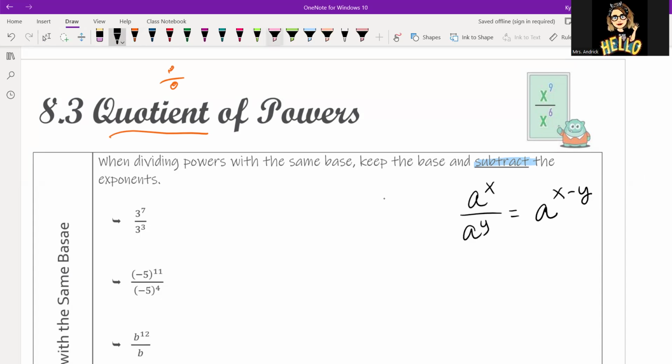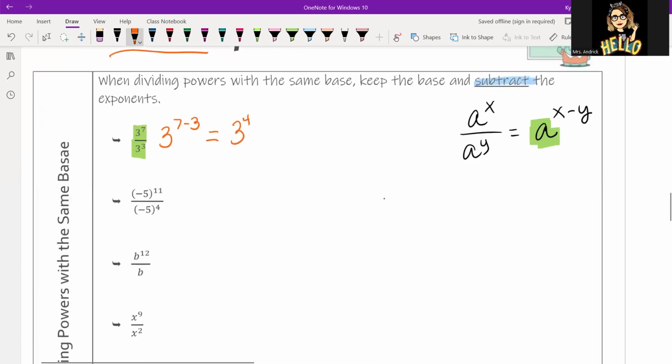Okay, so remember, big thing here, base never changes. No matter if it's a number, the base never changes. So looking at this first one, it's the same base, so all we do is subtract our exponents. So 7 minus 3 is 3 to the fourth, and we leave it like that.